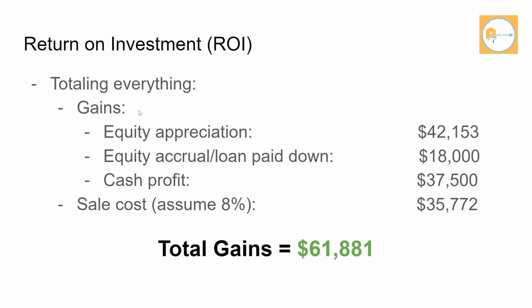We'll total the gains. The equity appreciation was about $42,000. The equity accrual from the loan pay down is about $18,000, and then any cash profits is about $38,000. Now let's also assume the sale cost is going to be 8% of the property value, and that will total to about $36,000. And if you add all of these three numbers up and subtract your sale transaction cost, you will get a total gain of about $62,000.